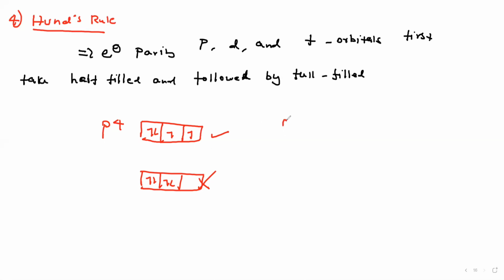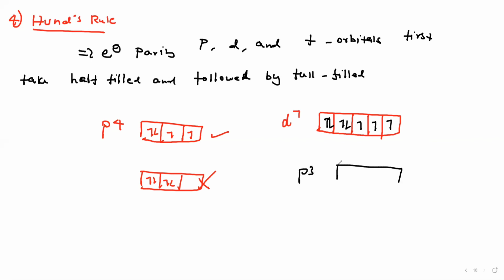In the case of d7, what is the representation? How many 5d orbitals? Five. How can we fill them? First 1, 2, 3, 4, 5, and then 6 and 7. This is correct. In the case of p3, what is the different way I can arrange? First half-fill: 1, 2, 3. This is the correct one.